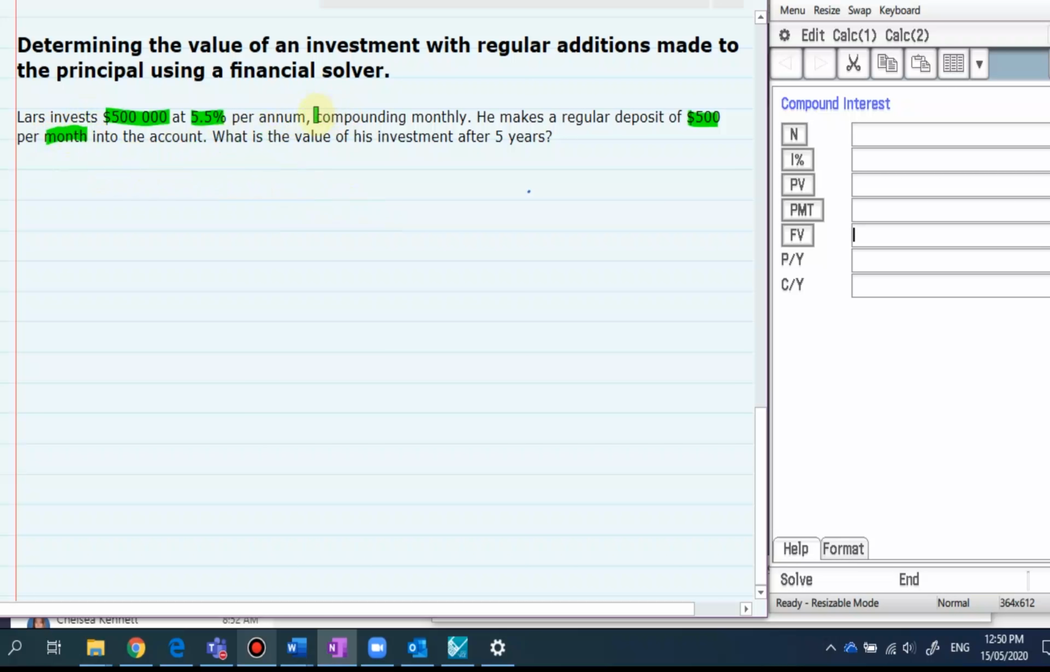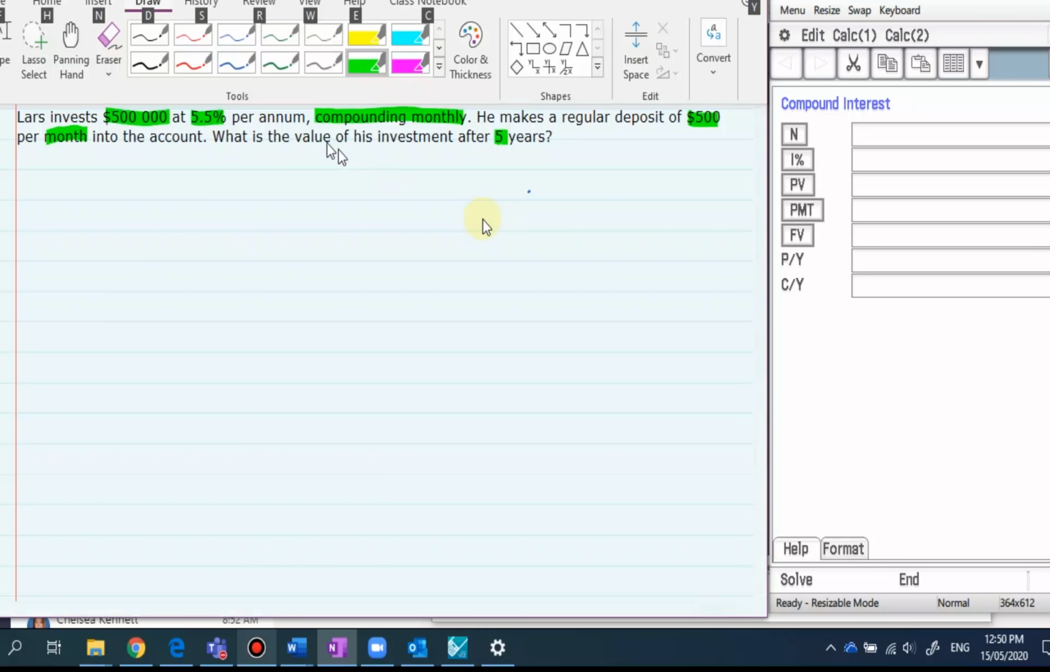All right, and it's important we acknowledge that that's compounding monthly. If you have trouble with these questions, it's always a massive help to highlight those key parts. And this is over 5 years. All right, so we need to put some stuff into our financial solver.